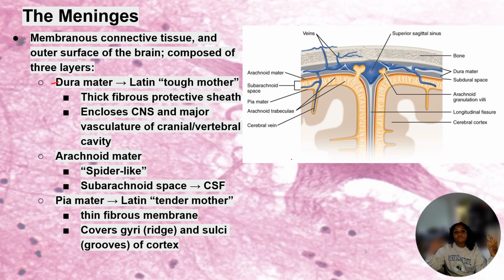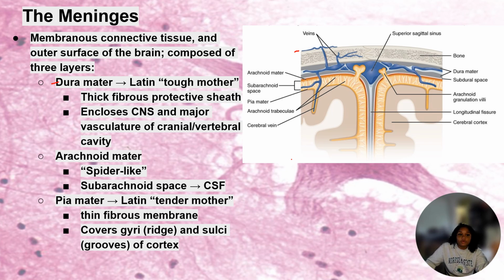It's a thick, fibrous protective sheath, and it pretty much encloses your central nervous system and all major vasculature of the cranial and vertebral cavity. So all those extra blood vessels underneath, your dura mater is kind of enclosing that, right? That's the outer layer. Then in between is your arachnoid mater.